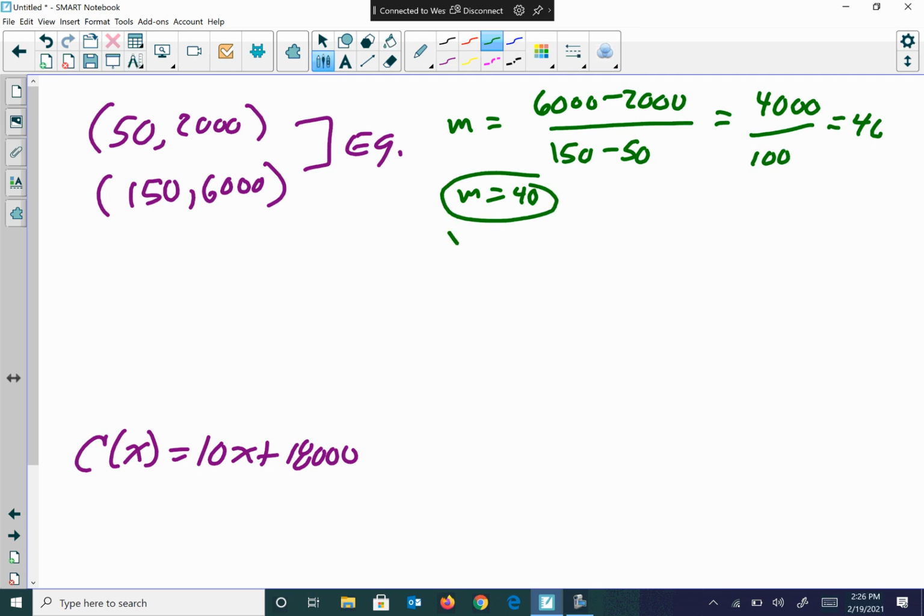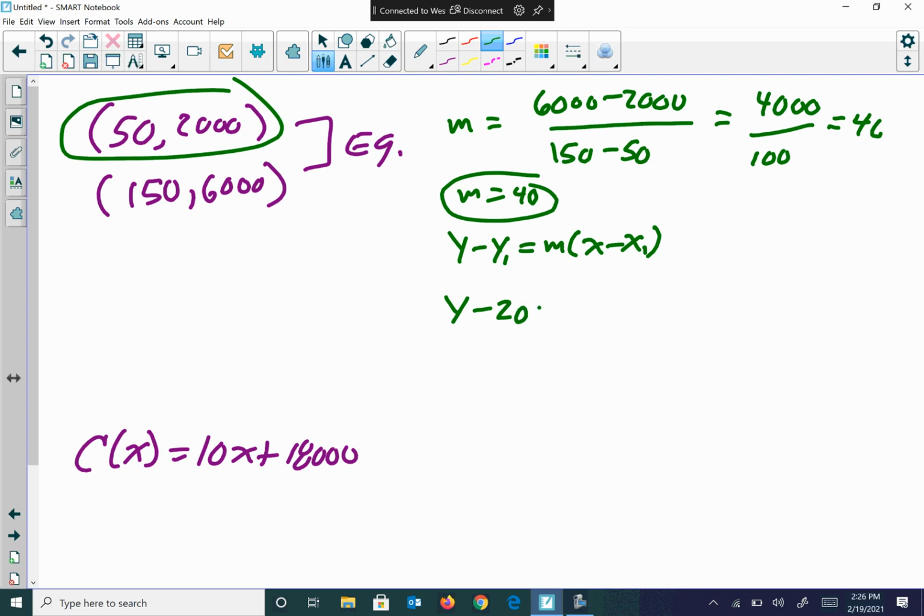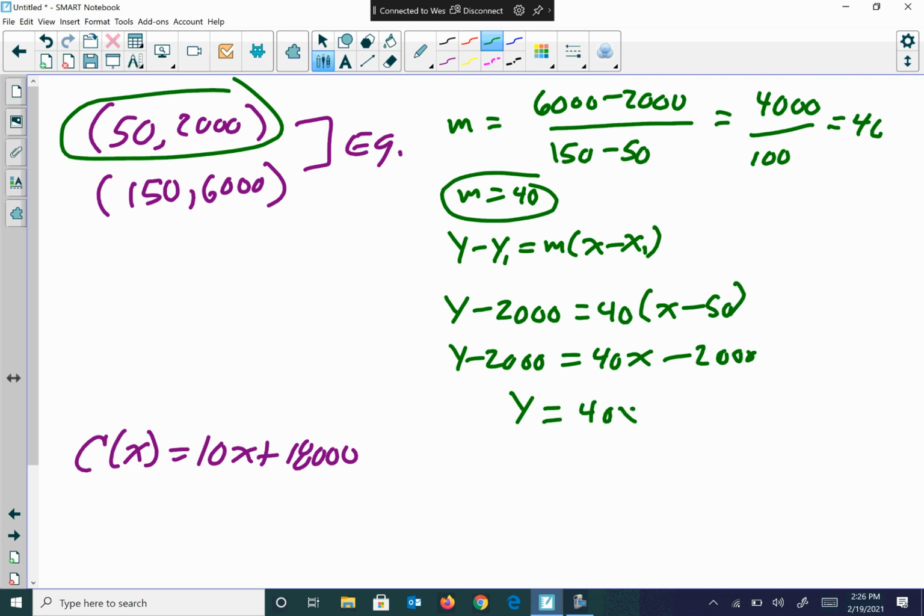I'm going to use my point slope equation. It doesn't matter which point I pick, it's going to be the same equation once I solve it for y. So I'm going to have y minus 2,000 equals 40 times x minus 50. So y minus 2,000 equals 40x minus 2,000. If I add 2,000 to both sides, the 2,000s cancel out, so I get y equals 40x.